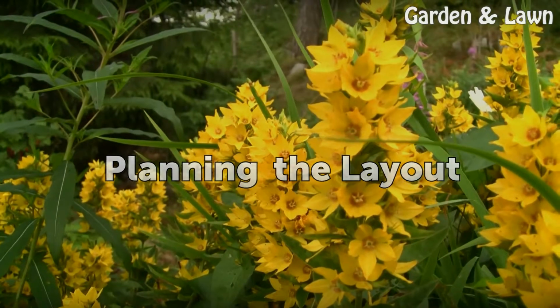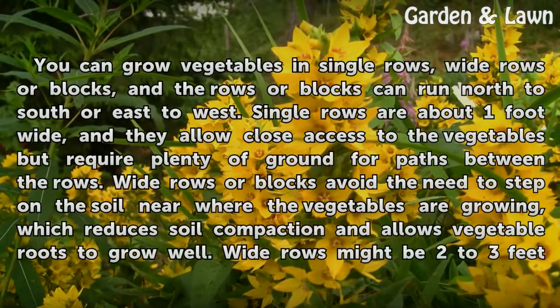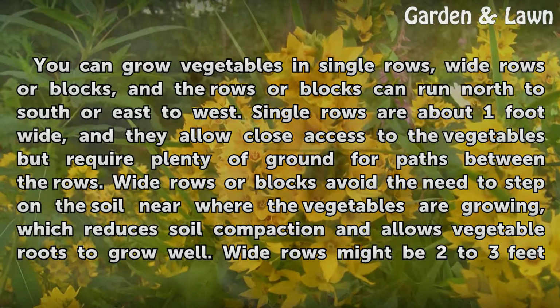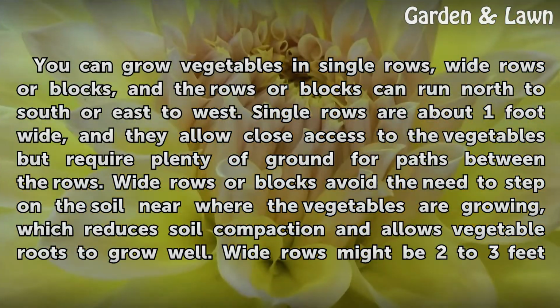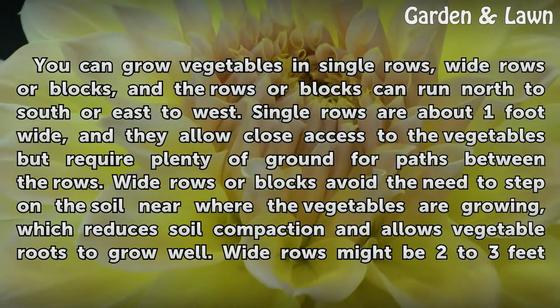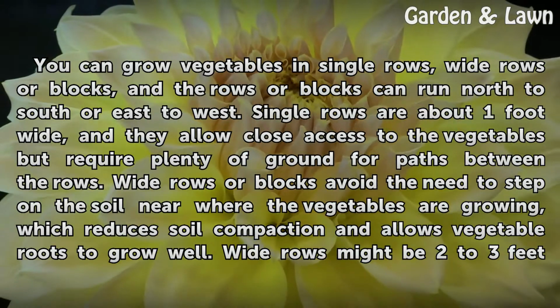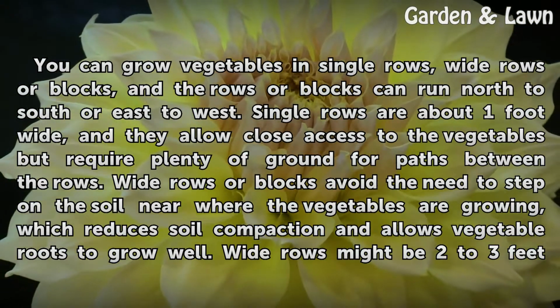Planning the layout. You can grow vegetables in single rows, wide rows or blocks, and the rows or blocks can run north to south or east to west. Single rows are about 1 foot wide, and they allow close access to the vegetables but require plenty of ground for paths between the rows.